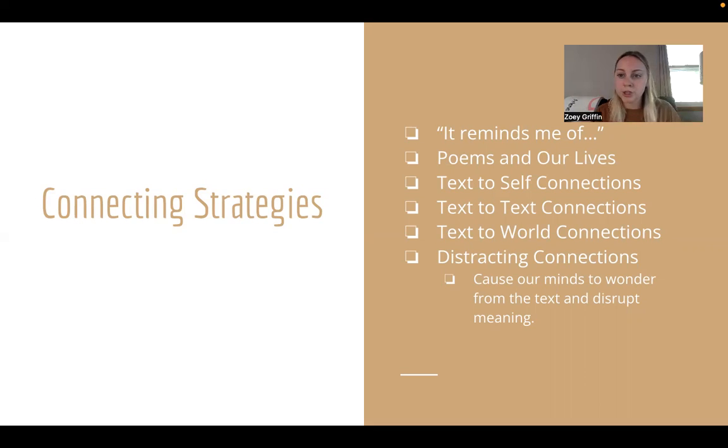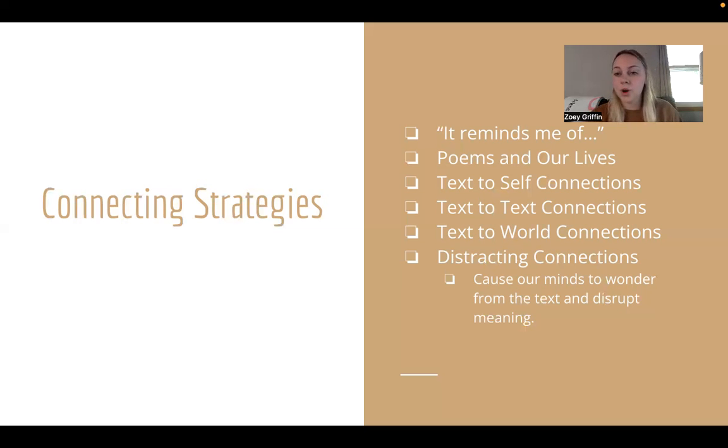You can connect poetry to your students' lives. Poetry is sometimes really hard to decode, especially for younger kids, so relating that to their personal experiences is going to be really helpful and a tool to help them understand the poetry. And that kind of goes with the text to self connections. If you're reading any text in any subject or content area, you can relate it to their lives, themselves, personal theories they have, personal experiences. So that kind of goes hand in hand with the poetry.